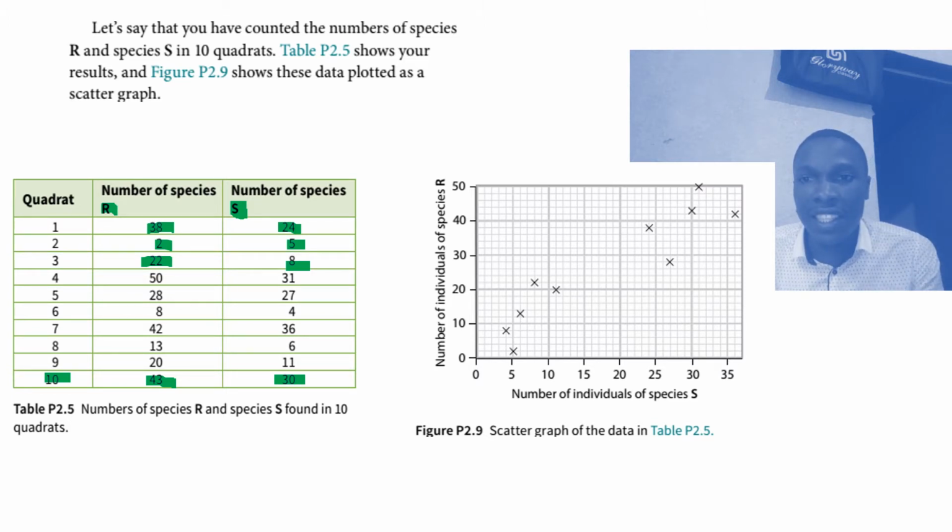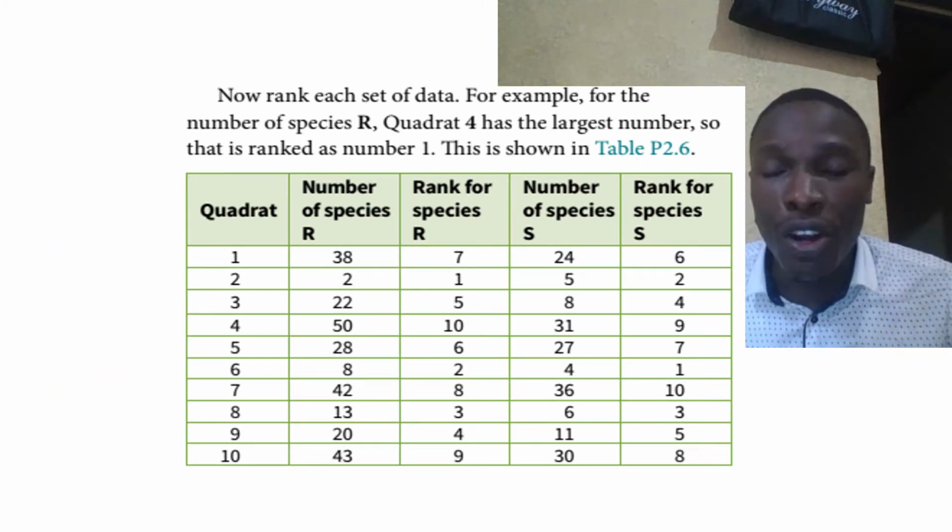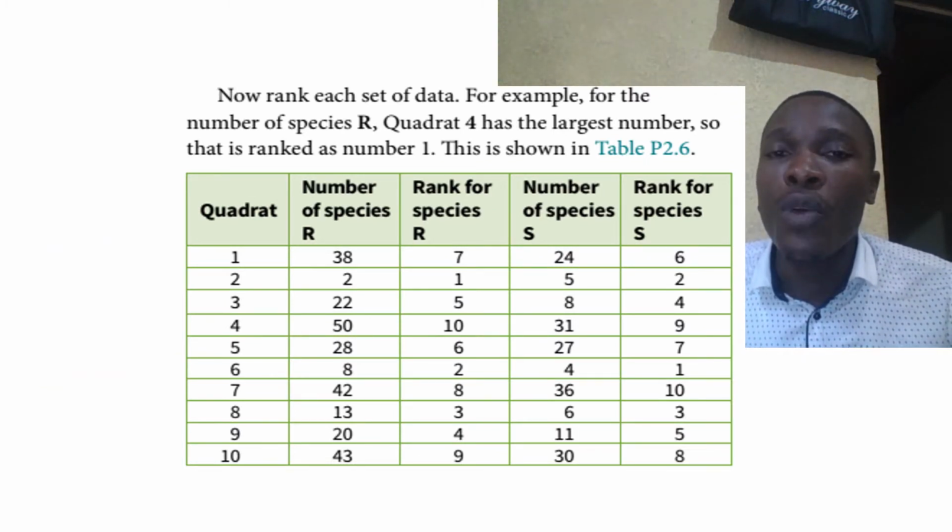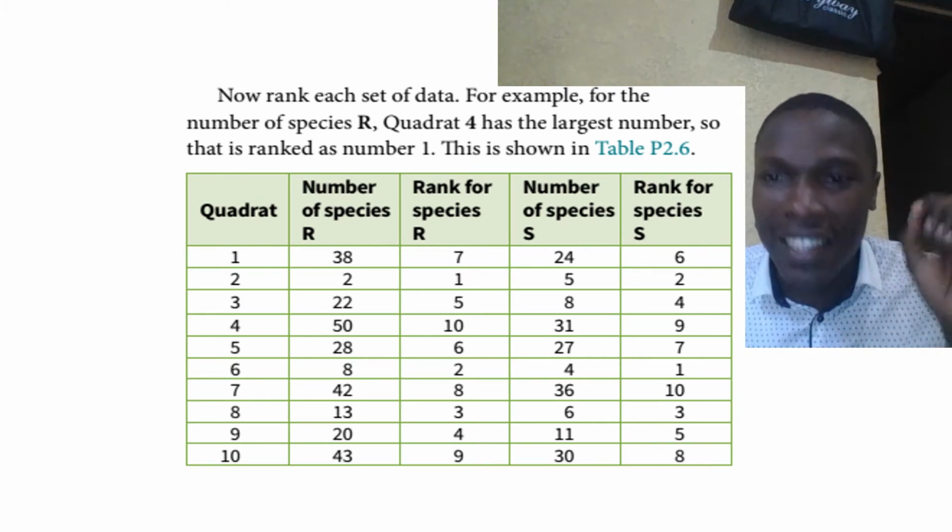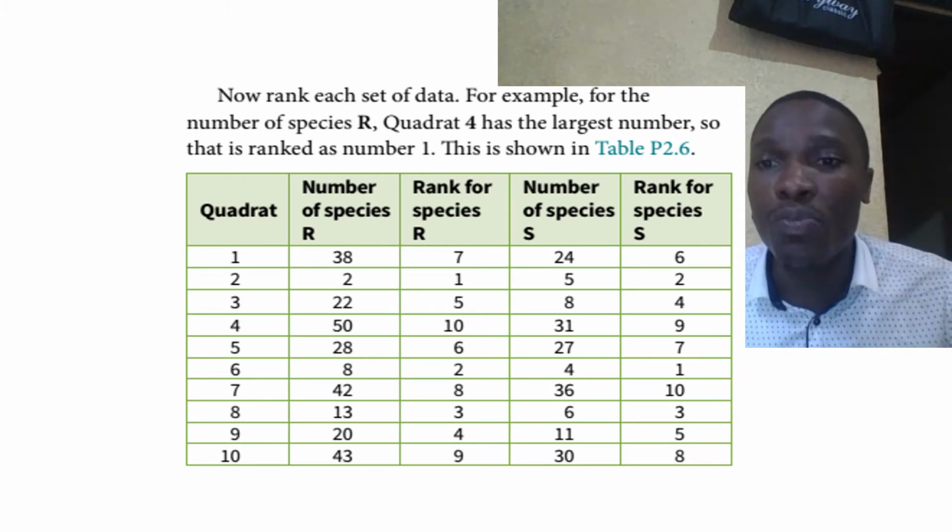First, we test it using a scatter graph. We can plot the number of species of R against the number of species of S. There's no rule which one should be on the y-axis and which one on the x-axis. Any way can work. What we want to prove is whether there is any relationship. So a scatter graph can be used to check whether there is any relationship between two variables, like in this case species R and species S. After obtaining those values, we can further proceed and determine the rank of the individual species.